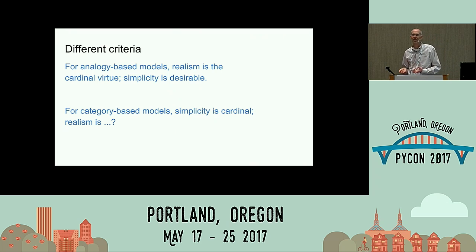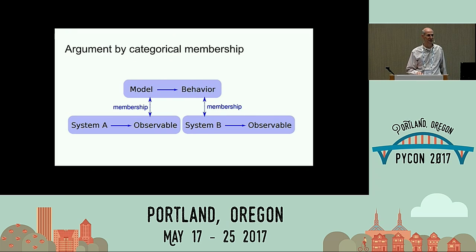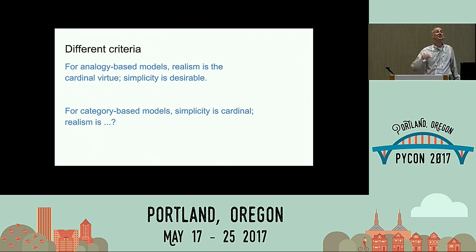You have different criteria for what makes a good model. If you are trying to make an analogy, being realistic is in some sense the critical feature, what I call the cardinal virtue. Simplicity is also good, and people will talk about the trade-offs in models between simplicity and realism. For category-based models, if what I'm trying to make is an argument that says that any system in this category will have these behaviors, then simplicity, I think, is the cardinal virtue. And I'm not sure what to think about realism. I've given it a question mark, and I'll let you think about it, and we can talk about it maybe afterwards.